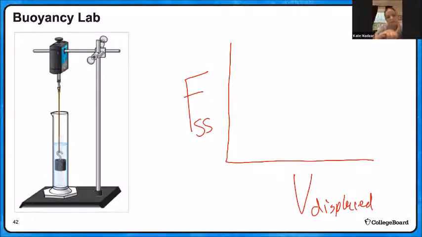Yeah, if you had six lab groups, you could have them with different objects or different weighted objects and then different fluids, possibly. Absolutely, you could do different fluids as well, because the different fluids are going to make a difference.